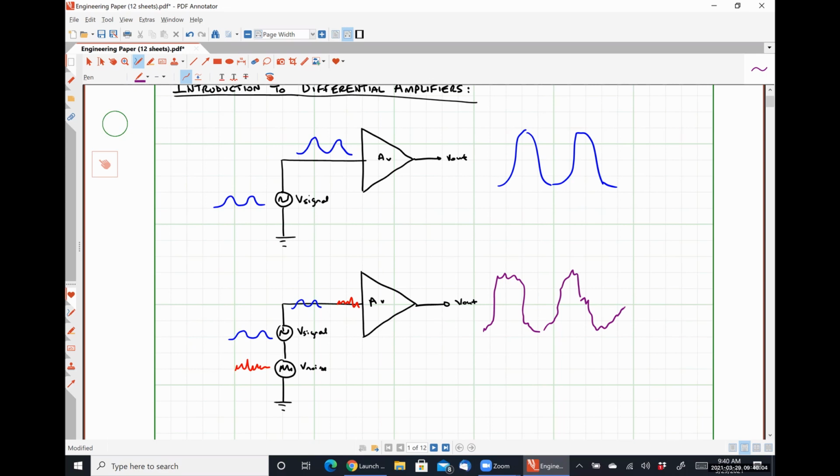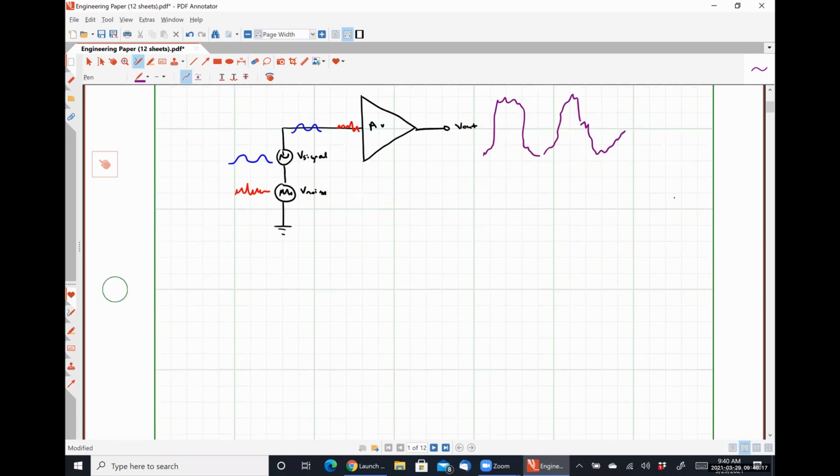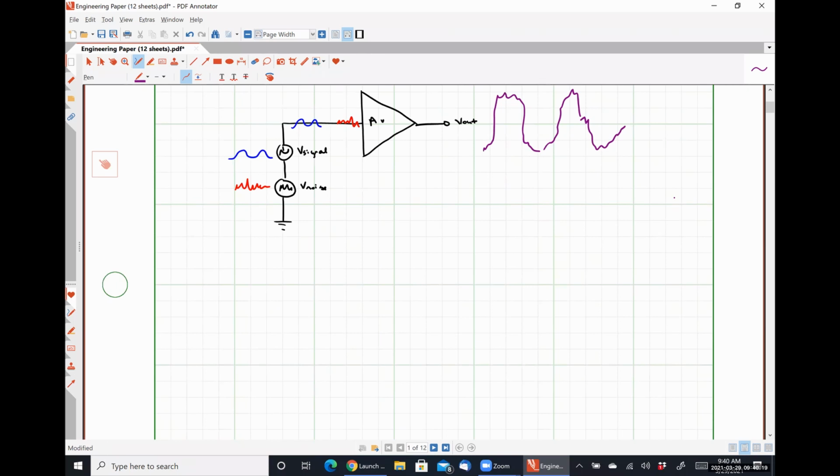So what we are going to talk about today is differential amplification, which is primarily used as a noise reduction technology. How differential amplification works: let's say that we have a double-ended amplifier. So let's introduce something like that real quick. Here's our single-ended amplifier. Let's say that we instead have a double-ended or differential amplifier. So that would be something that looks like this.